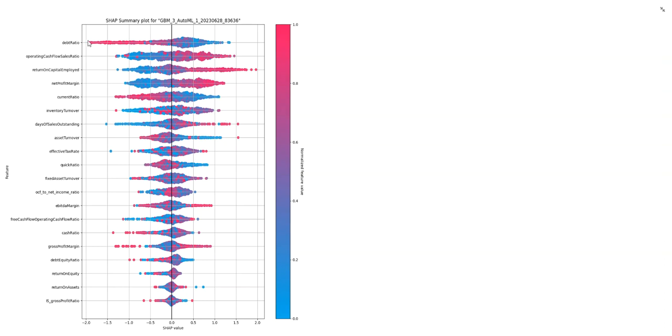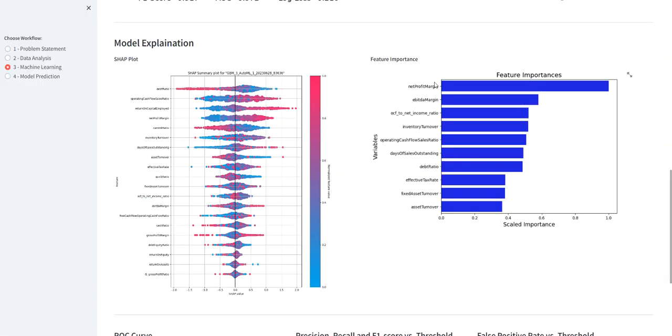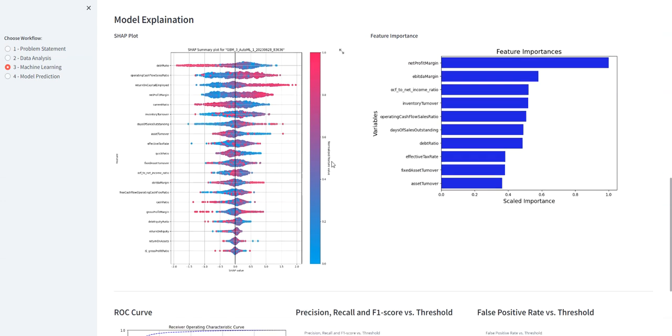You have debt ratio. Higher debt ratio is the negative driver for investment grade. Higher debt ratio definitely leads to more of a speculative grade, right? If you have higher cash flow, higher net profit, and higher profit margin, that definitely leads to more of an investment grade. So that makes total sense. You can also see the feature importance, similar to the Shapley plot, which shows you the key drivers for the results.